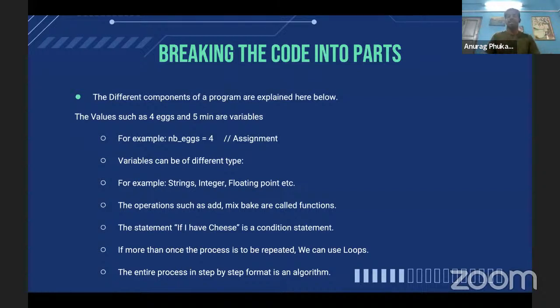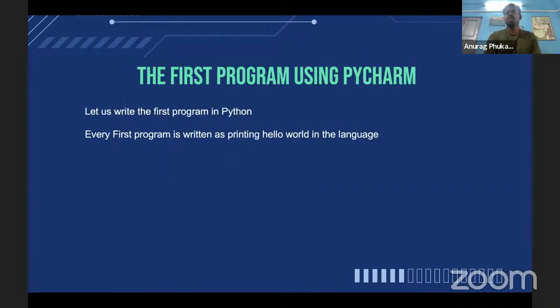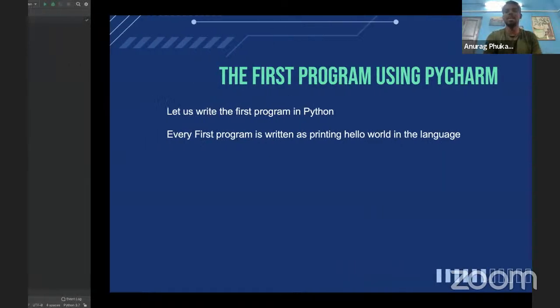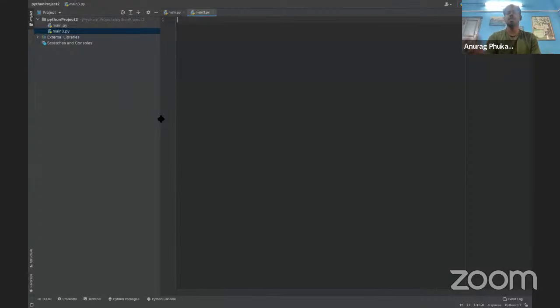As a summary, the entire instruction set that you are giving to the chef in order to make the omelette, that format is known as an algorithm. This is the basics of coding that you need to understand. Now let us write the first program in Python using the IDE. We have opened our Python here. Let us write the first program in every programming language, which is hello world.